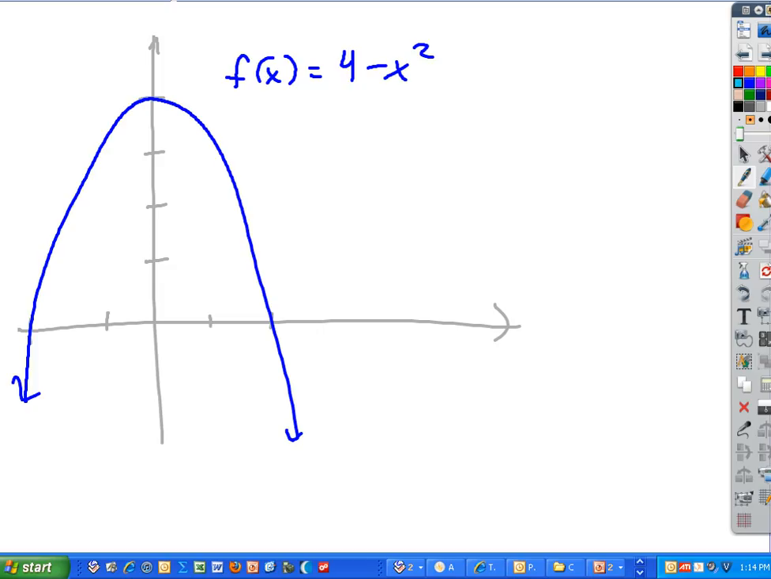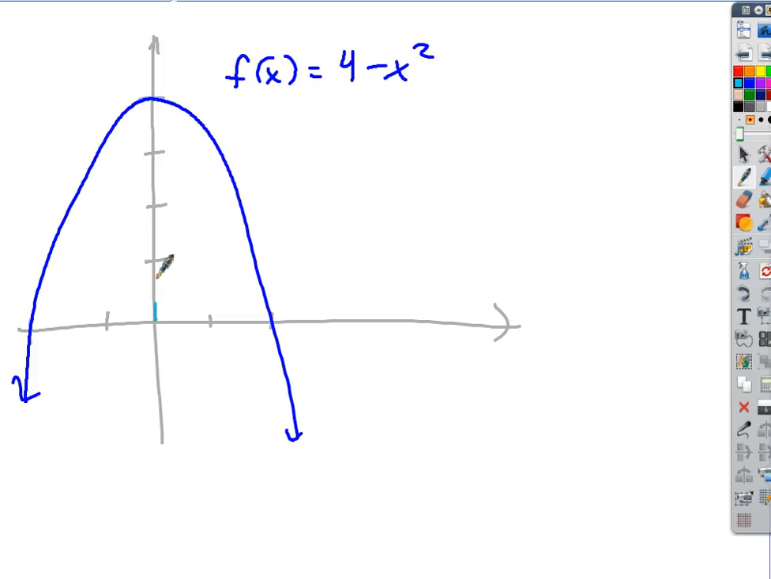Okay, we want to look at the seemingly unrelated topic of adding up areas under curves. So what I'd like to do today is start off by looking at how we could estimate the area under the curve 4 minus x squared between 0 and 2. So that's the area that we're going to try to estimate.